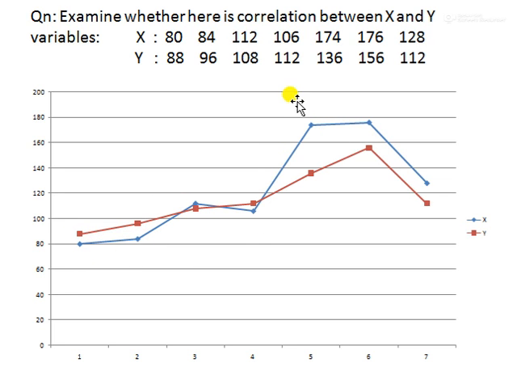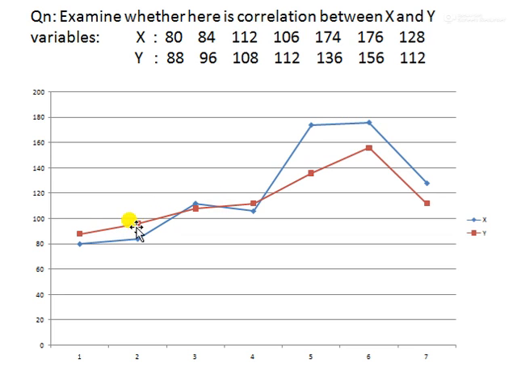Then plot the y variable values. The first value is 88. Second value is 96. Third is 108. Then 112. Then 136. Then 156. And the last one 112. Then connect all these points. We get a curve, that is the curve of variable y. Here it is the red colored curve. Now we get two curves.